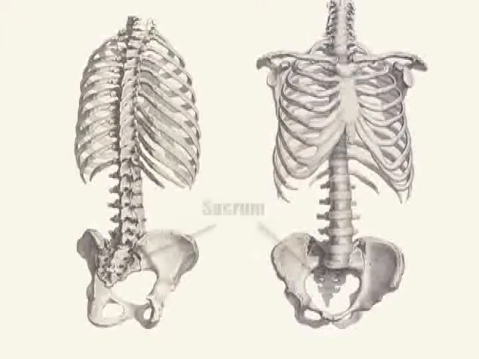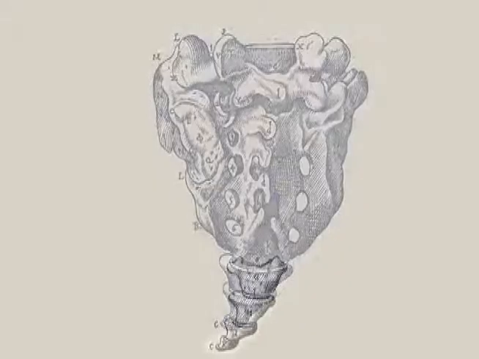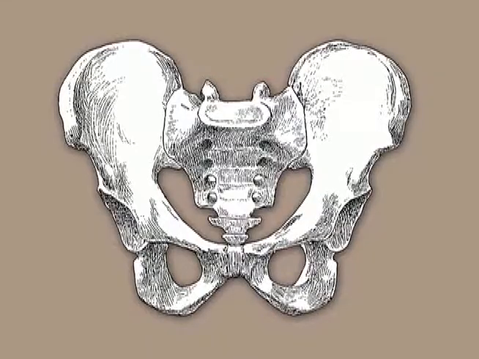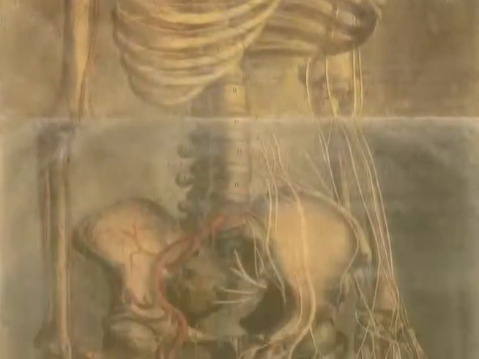The sacrum is at the lower end of the spinal column, and the coccyx, or tailbone, is further attached to the sacrum. From the front view, the hip bones form a basin, into which fit the lower organs.